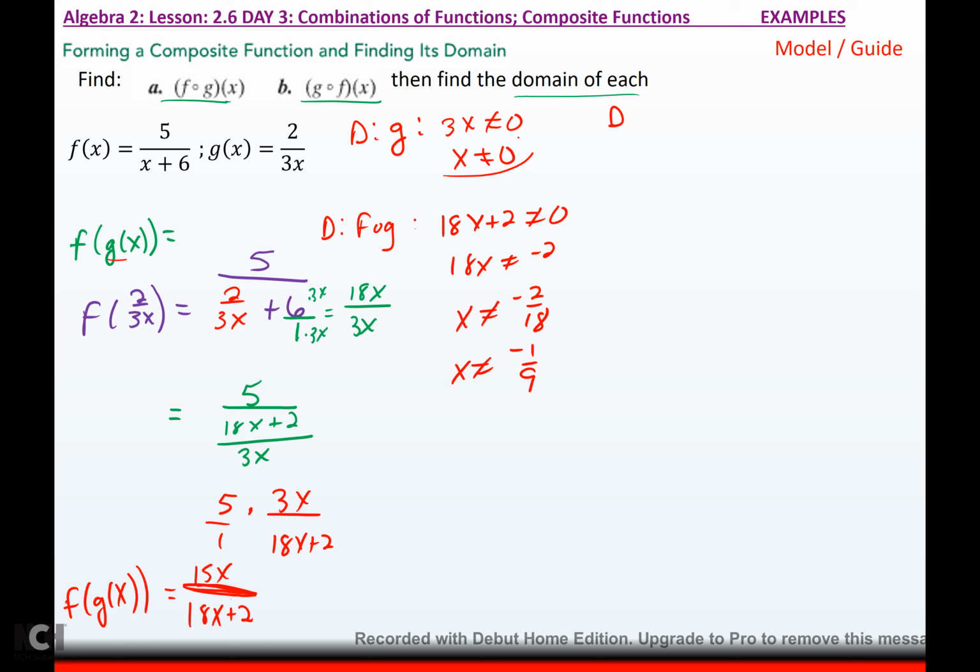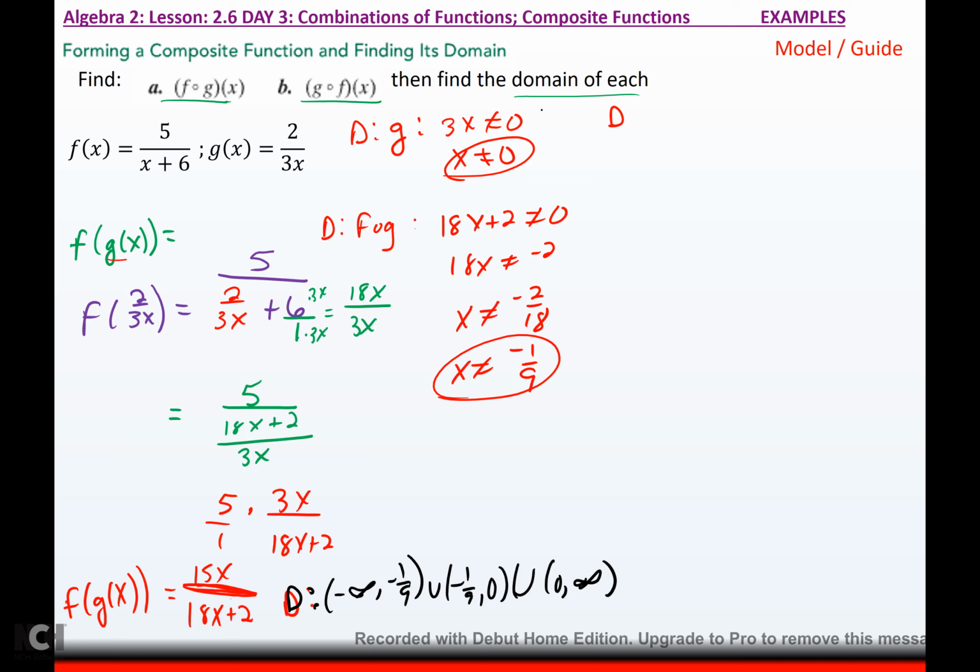So we have x cannot equal 0 and x cannot equal negative 1/9, which means my domain of the composition is negative infinity to negative 1/9, union negative 1/9 to 0, union 0 to infinity. That's way too big, and I'm going to rewrite the rest. My domain of the whole thing would be negative infinity to negative 1/9, union negative 1/9 to 0, union 0 to infinity. I took up way too much room.